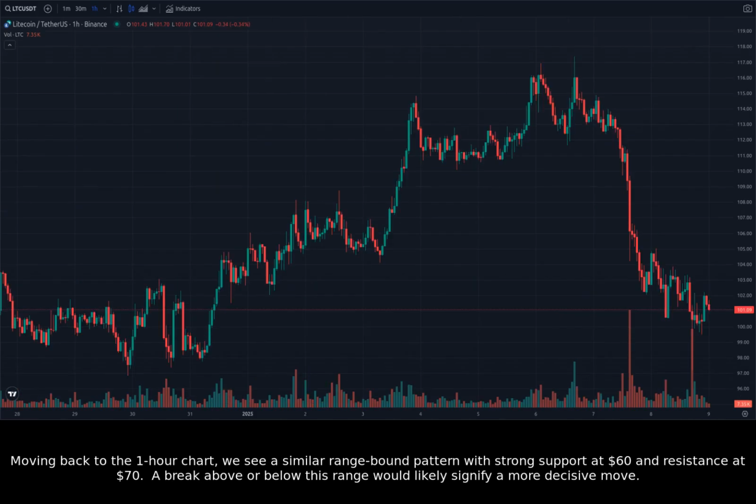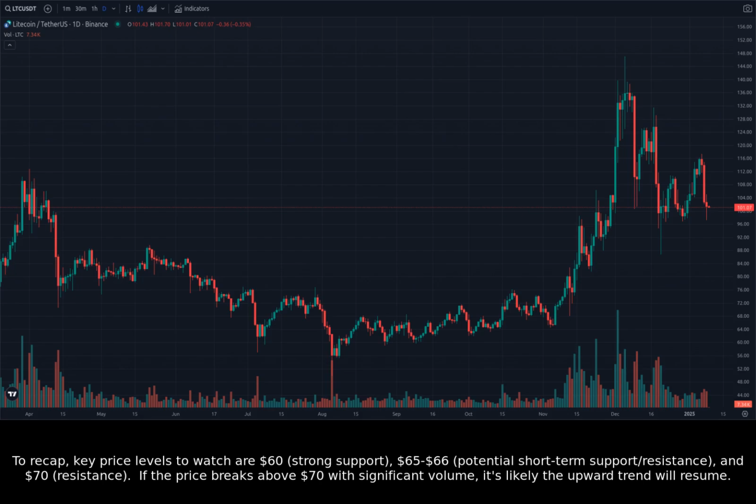Moving back to the 1-hour chart, we see a similar range-bound pattern with strong support at $60 and resistance at $70. A break above or below this range would likely signify a more decisive move. To recap, key price levels to watch are $60, strong support, $65 to $66, potential short-term support/resistance, and $70 resistance.